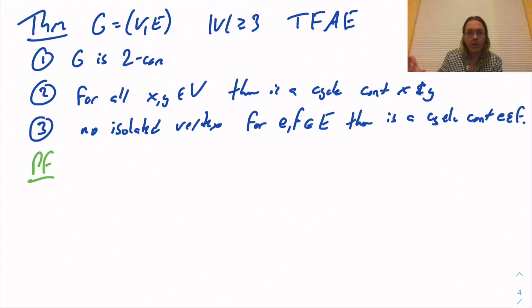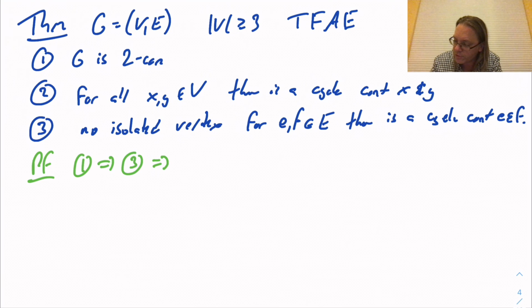So now I've got three things I'm trying to show are equivalent. What we're going to do is show that if 1 holds true, then 3 holds true. If 3 holds true, then 2 holds true. And if 2 holds true, then 1 holds true. And all of these implications are very, very easy. So let's do 1 implies 3.